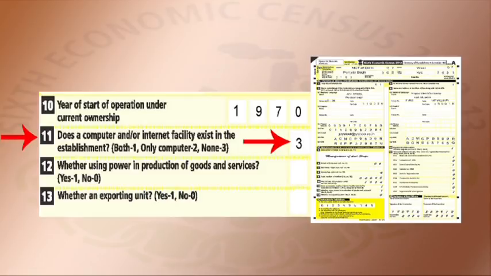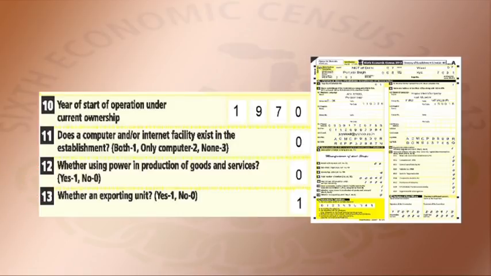If the unit doesn't have a computer, then in column 11, code 3 should be given. If only computer is there, code 2, and if internet is there, then code 1 should be given. In column 12, if the establishment for its manufacturing or for providing services is using electricity, then code 1 should be given, otherwise code 0 should be filled.